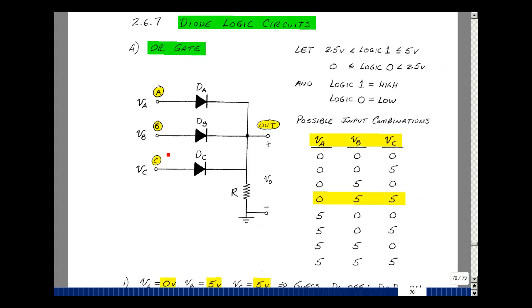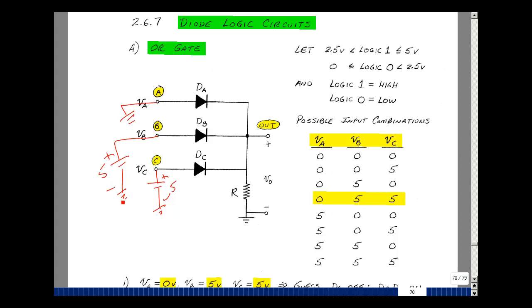Given 3 inputs that can be either low voltage or high voltage, in this case 0 volts and 5 volts, there's 8 possible combinations. Let me pick one of these and see if we can figure out how the circuit's working, and then we can project the other ones. I'm going to hook up 5 volts here, 5 volts here, and 0 volts here. This is the case here of 0, 5, 5.